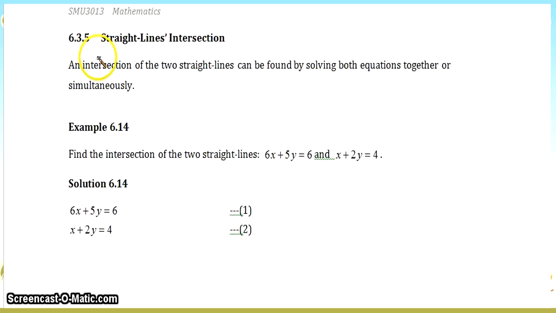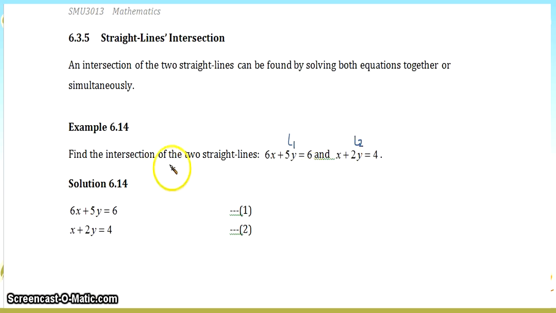Last subsection in chapter 6 is straight lines intersection. An intersection of the two straight lines can be found by solving both equations together or simultaneously. Let's refer to example 6.14. Find the intersection of the two straight lines. This is line 1 and line 2. So, we need to find the coordinate of intersection between these two lines.